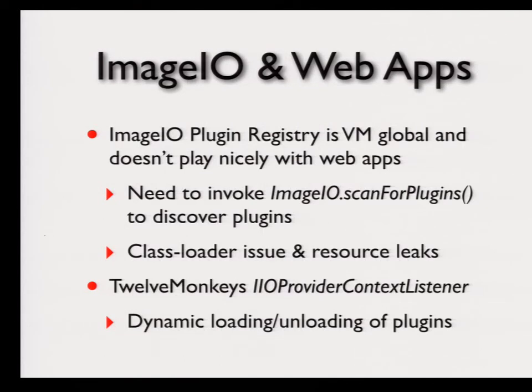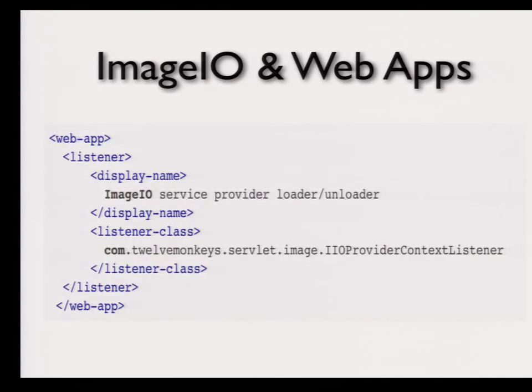Also, if any of you have ever tried to deploy ImageIO plugins as part of your web app, you will soon discover that the Java runtime will not discover your plugins. Because of this, you need to call the ImageIO method scanForPlugins. This will solve your problems, but now you have two problems, which is not good. You now have a class loader issue: because these plugins are now loaded by your web application class loader, you also have a resource leak. This means that after you redeploy your web application a couple of times, all of those plugins will be kept in memory forever, and you'll run out of memory. For this, I created a web context listener that will do dynamic loading and unloading of ImageIO plugins, which you can install into your web application like this, almost like a one-liner, but it's XML, so it's 17.